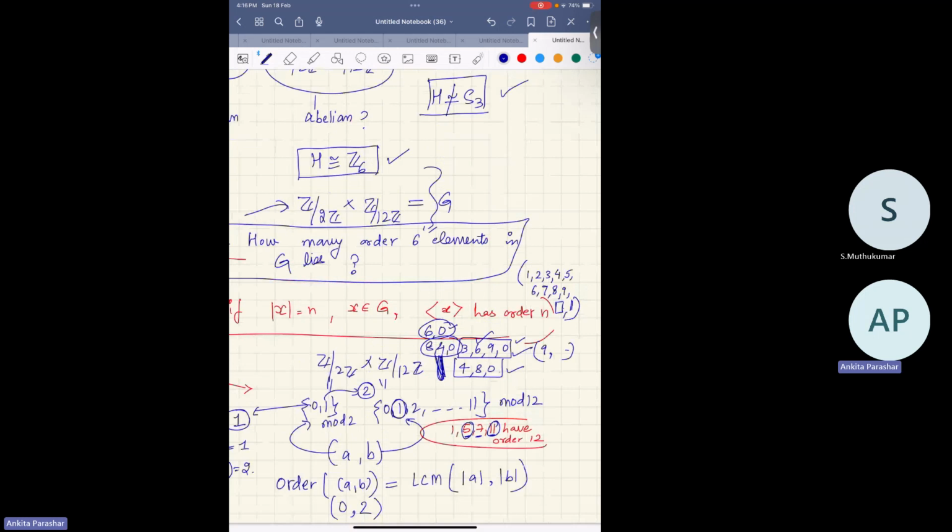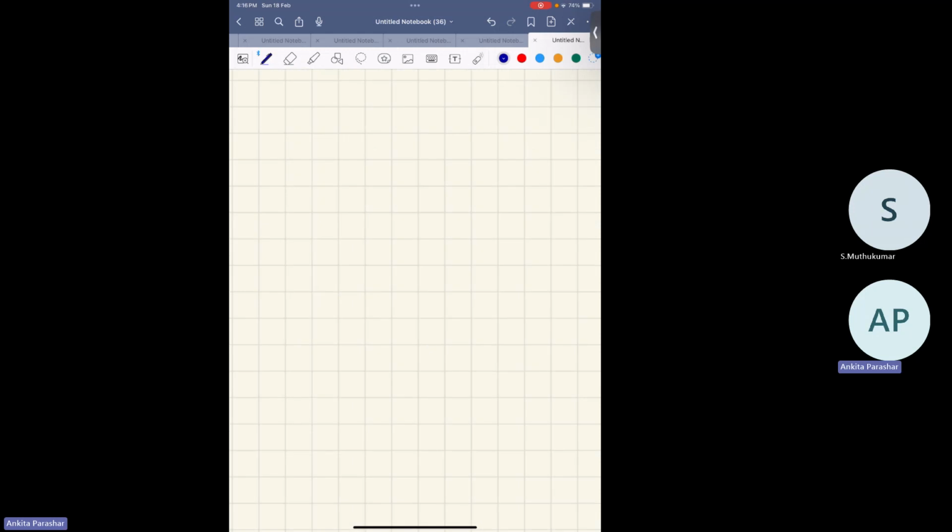So this element and this element have order 6. But can you see, the group generated by both the elements is the same. This is what I want to say. Even if there are two distinct elements, the group generated by them is the same. What is the meaning of group generated by?